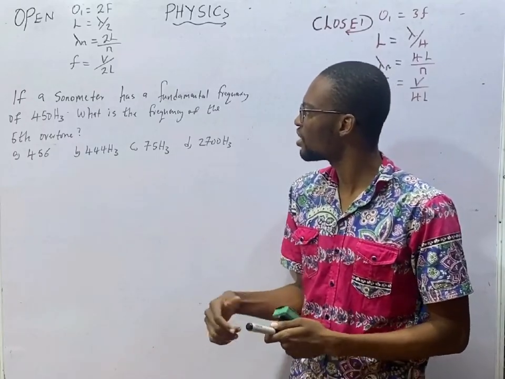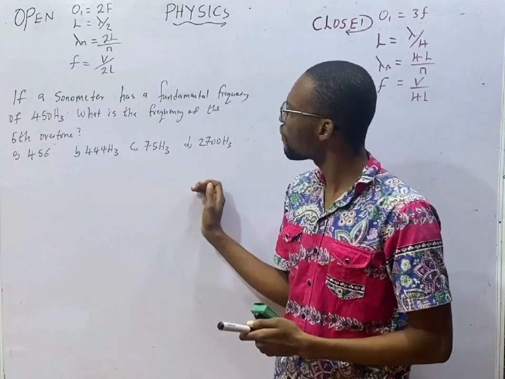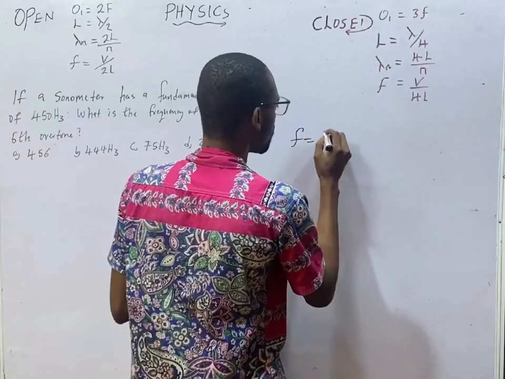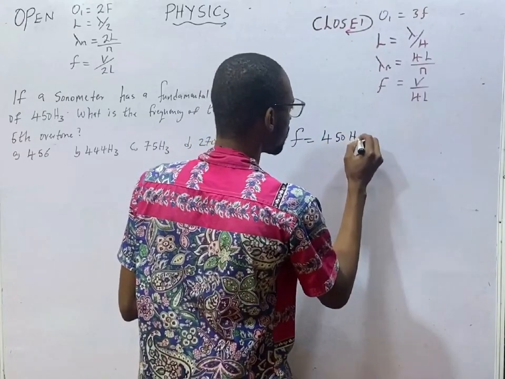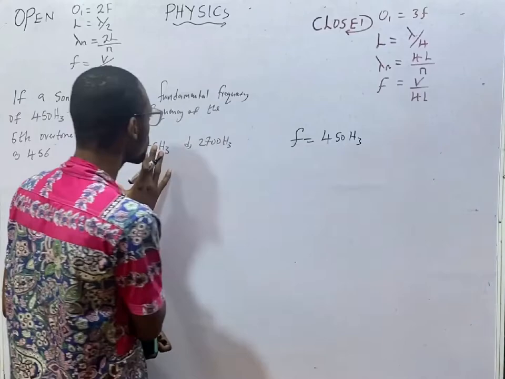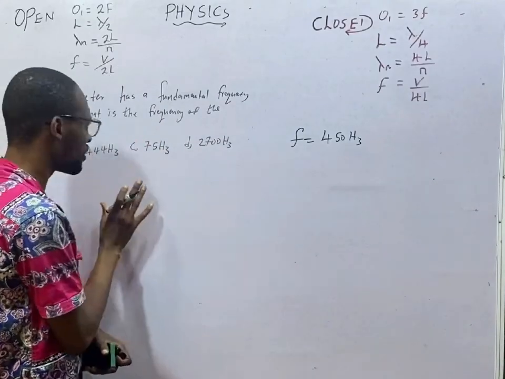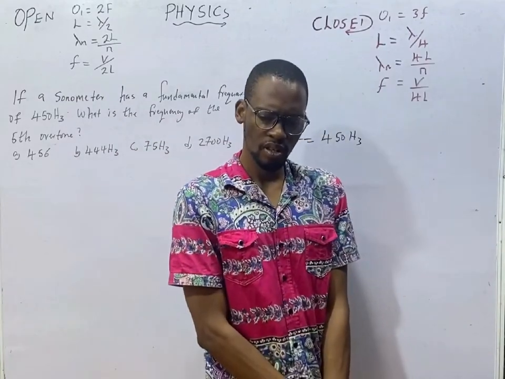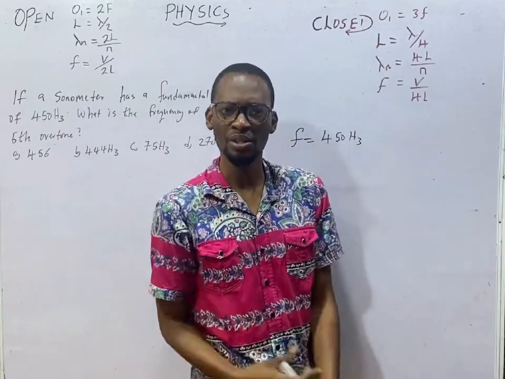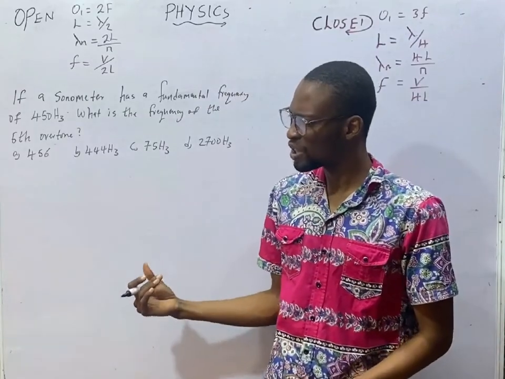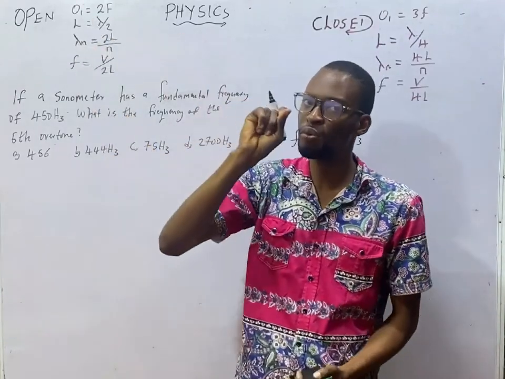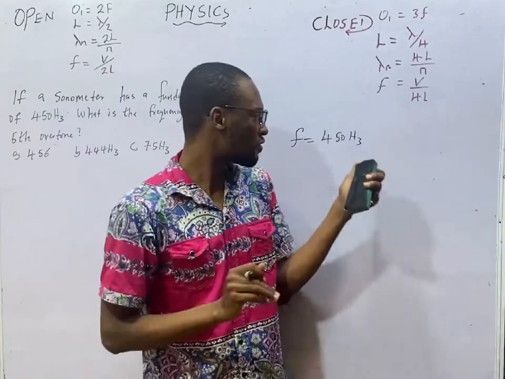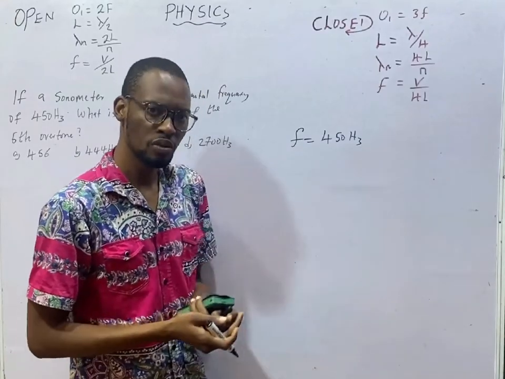But we are told now that the fundamental frequency of this sonometer is 450 Hz. F is 450 Hz. What is the frequency of the fifth overtone? Fifth overtone. Like I said, a string or a sonometer measures all the frequency, which means it is the same as the open pipe. Now, if the fundamental frequency is 450 Hz, what is the fifth overtone?